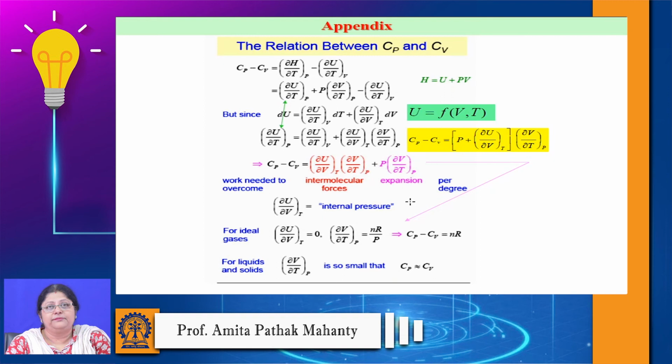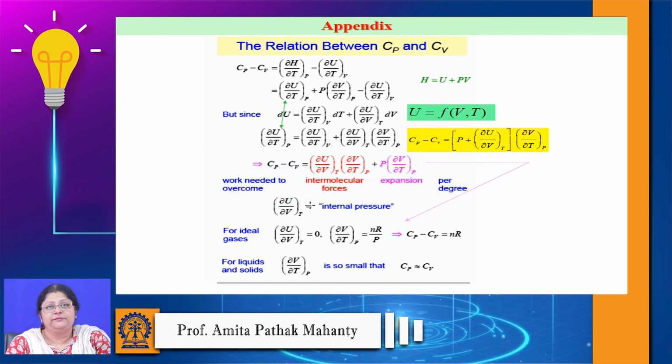which is coming down from there, P delta V by delta T. That means how the expansion is taking place when you are heating the sample. So if you look at this very closely, this is how you can write Cp minus Cv: it is the measure of the work needed to overcome the intermolecular forces and the expansion per degree.